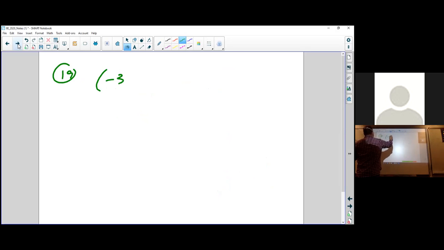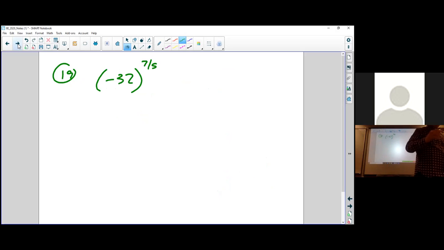We get negative 32 raised to the 7/5 power. Okay, so the denominator of the exponent means we're trying to find the 5th root. And 5th roots are going to have negatives, okay, because it's an odd number. So 3rd roots, 5th roots, 7th roots. So let's see. I know that 32 is, let's see, 2 times 2 is 4, times 2 is 8, times 2 is 16, times 2 is 32. So 32 is a perfect 5th. Agreed? So negative 32 would also be a perfect 5th. So that would give me negative 2.